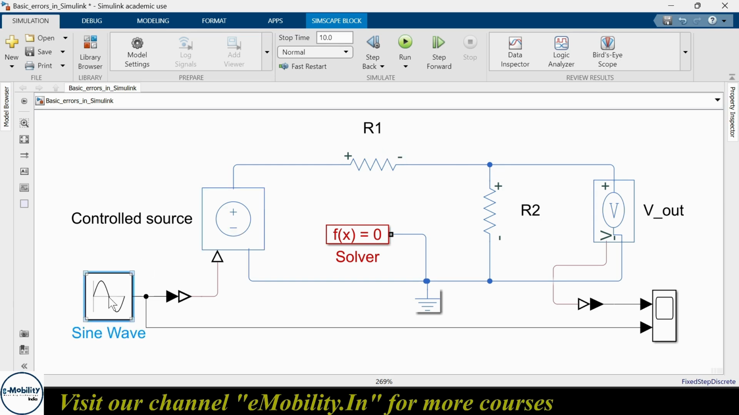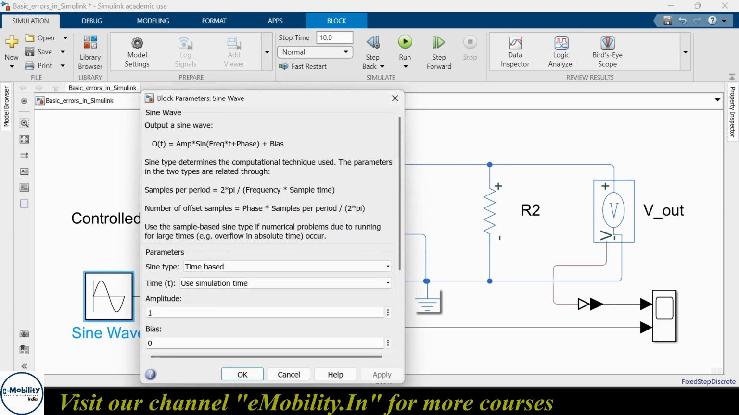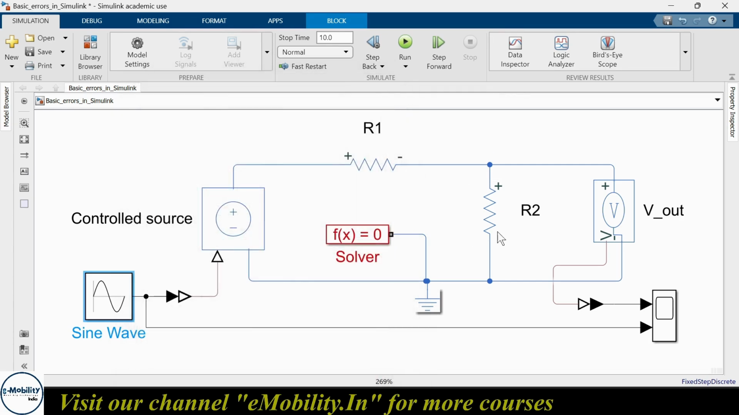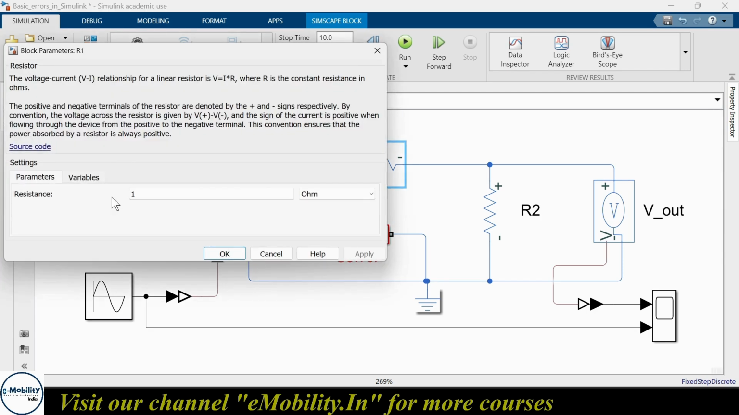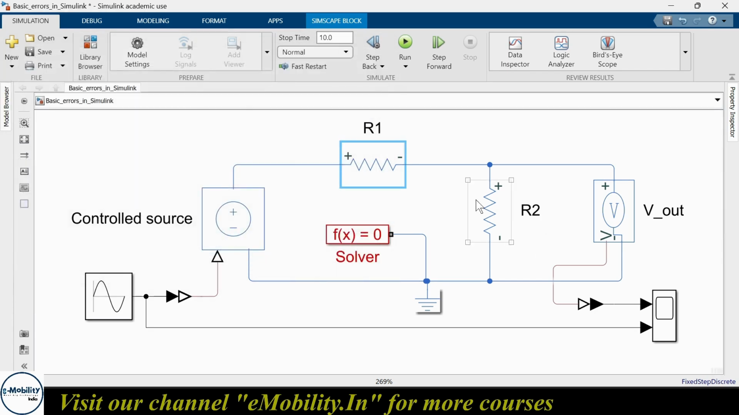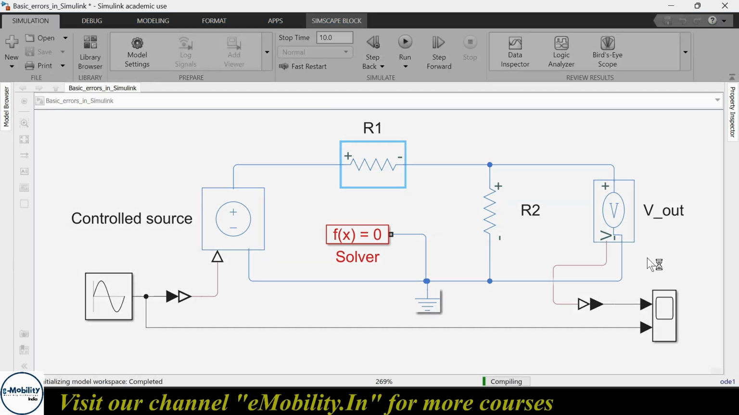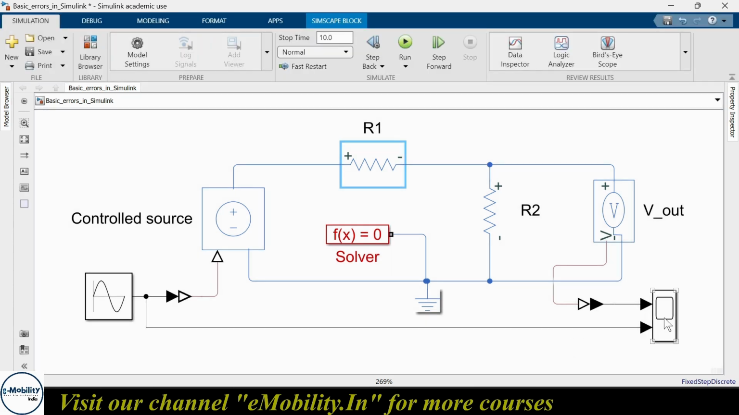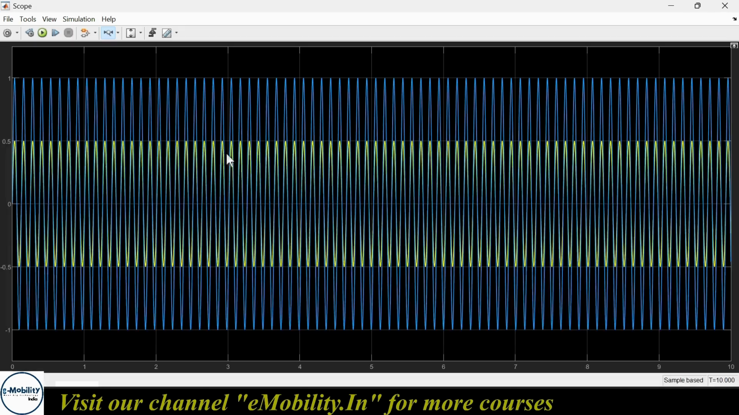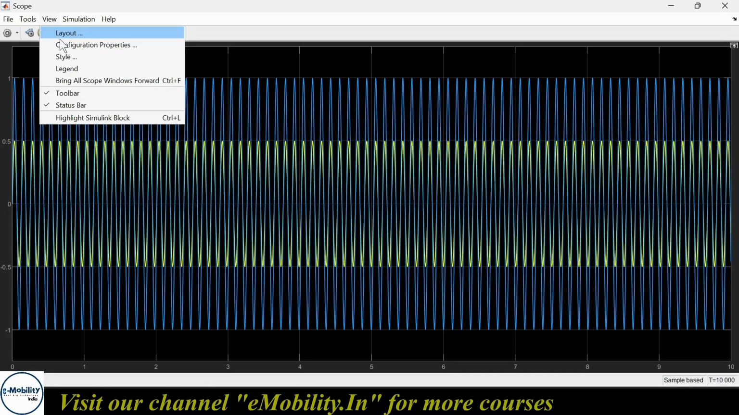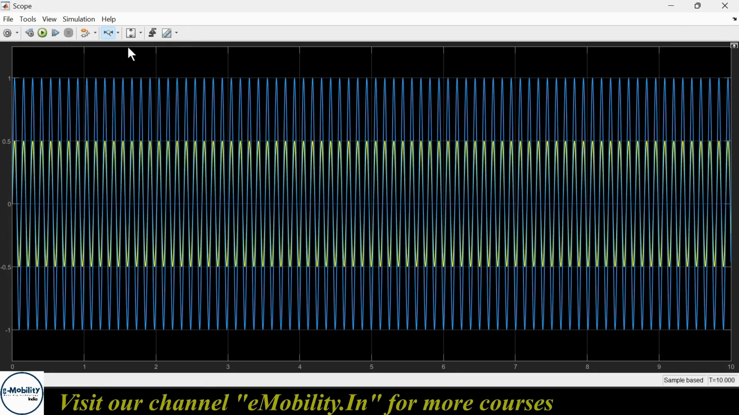Here I am giving input as a 1 amplitude sine wave, and here I should be getting 0.5 or half, because this is a voltage divider circuit and both resistance values are the same, which is 1. So this will divide the voltage by half. Now I'll be running it. So this is running the program, and now you can see I can use two layouts.